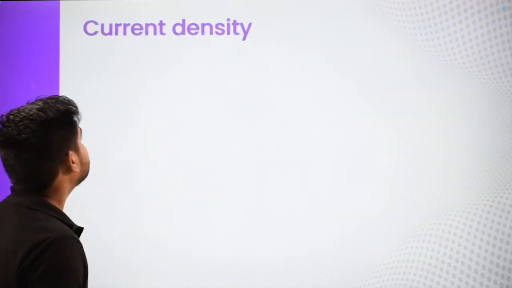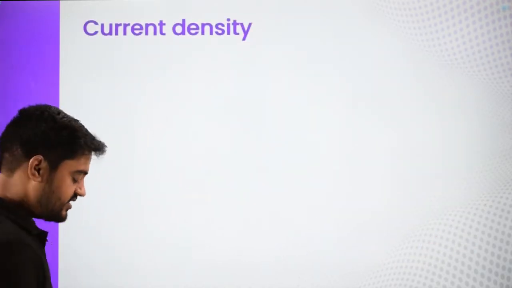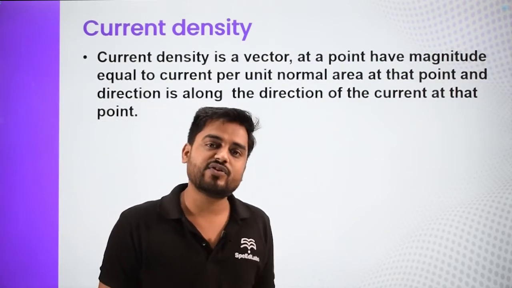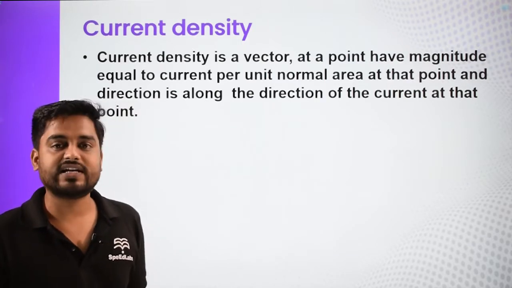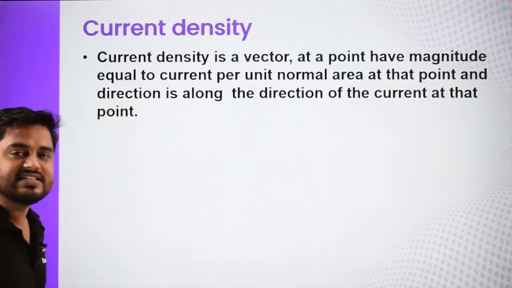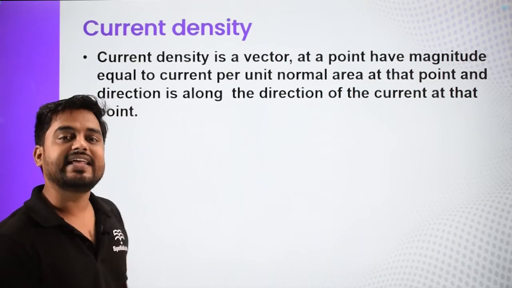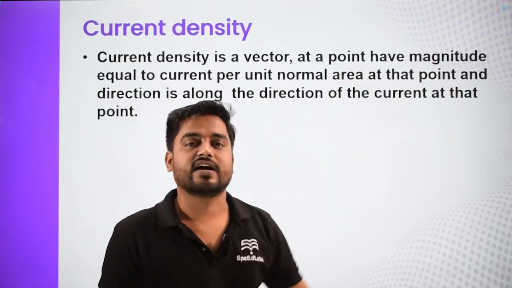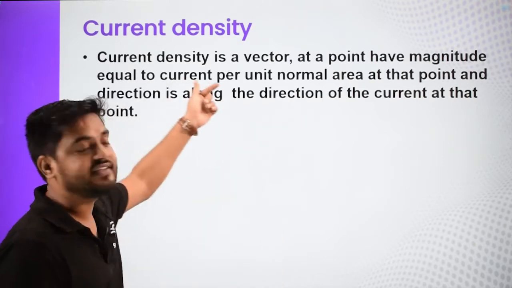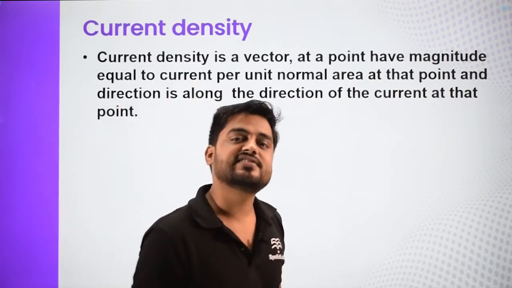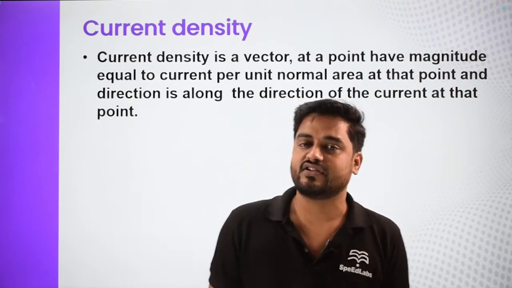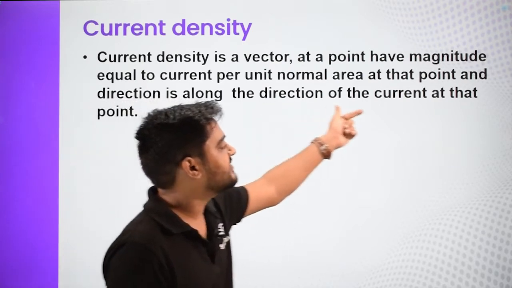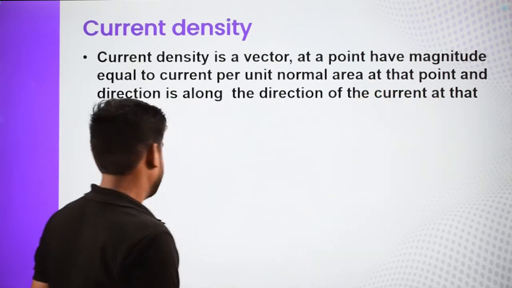Now let us discuss the next section, that is current density. So what is current density? Normal density is basically mass per unit volume, mass per unit area, mass per unit length. So similarly, current density is defined as current per unit normal area. Current density is a vector quantity, while current itself is not a vector quantity. So what is the direction of current density? Direction is taken as the same as the direction of the current.